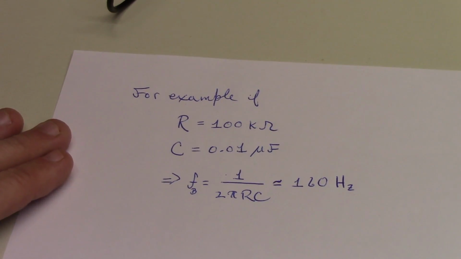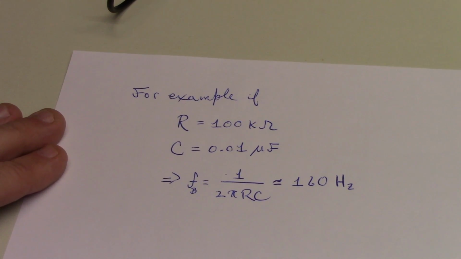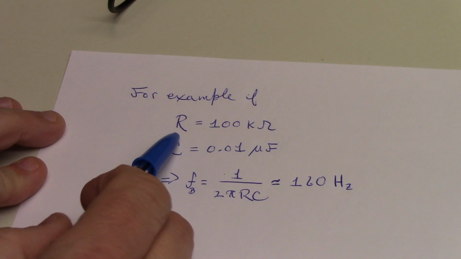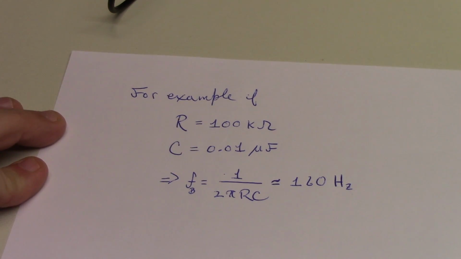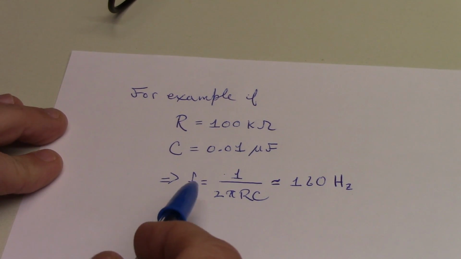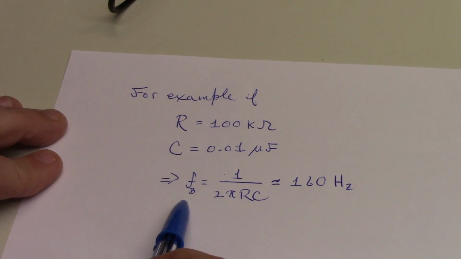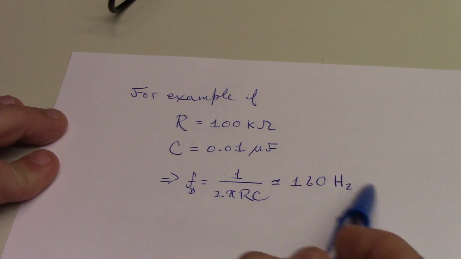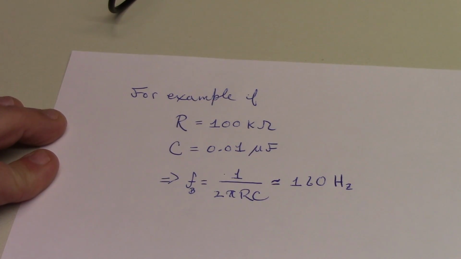All right, let's look at how this works on the actual breadboard. The first resistor and capacitor that I grabbed from the junk box were a resistor of 100K, 100 kilo ohms, and a capacitor of 0.01 microfarad. When you compute the shoulder frequency, 1 over 2 pi RC, it comes out to be 159 hertz, which I just rounded up to 160 hertz.